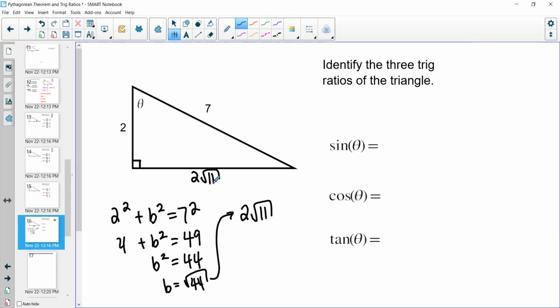And so then we can use that to write our sine, cosine, and tangent ratios here. So sine is opposite over hypotenuse. So this is going to be 2 root 11 over 7. The cosine is going to be 2 over 7. And then our tangent is opposite over adjacent. So 2 root 11 over 2. And this one will actually simplify into just the square root of 11. So those are those three trig ratios that we're looking at there.